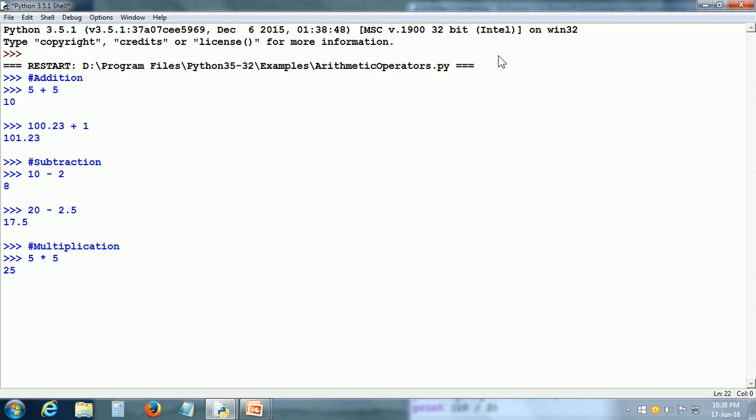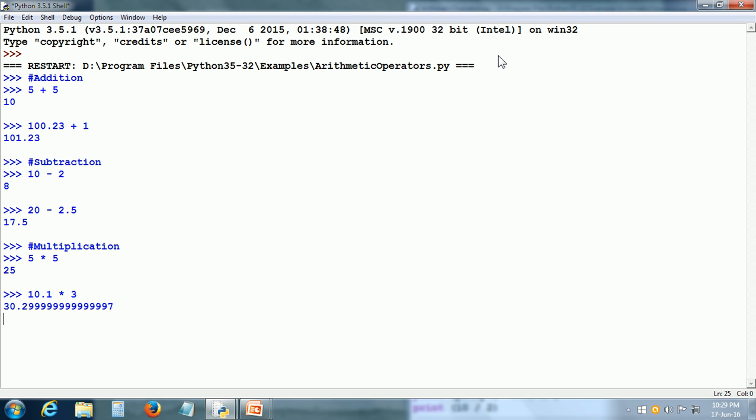Next, we have multiplication. So we can multiply two integers. 5 into 5 is 25. We can also multiply floats. So 10.1 we can multiply using the asterisk operator by 3. And here, one strange thing you will notice is that the result is not 30.3 as you may expect, but very close to 30.3. Now, why is this important?